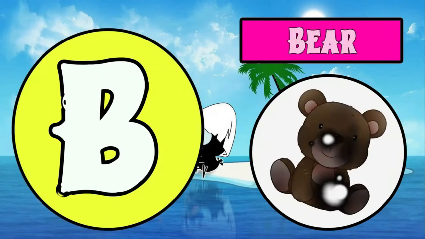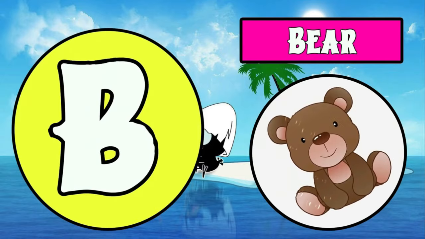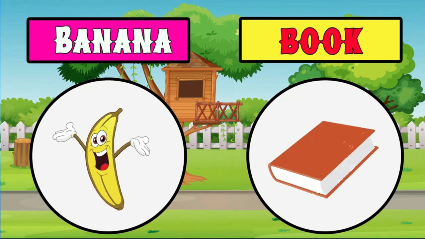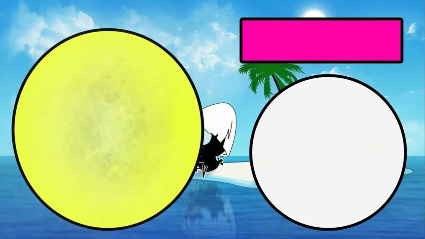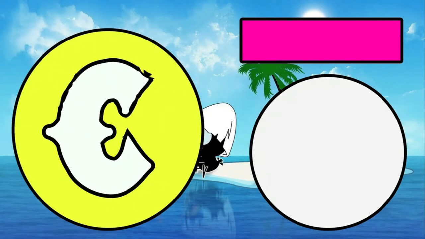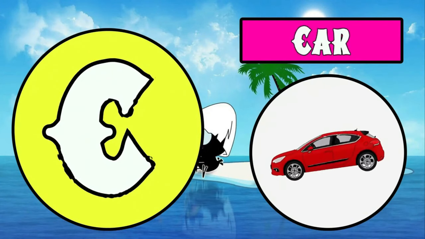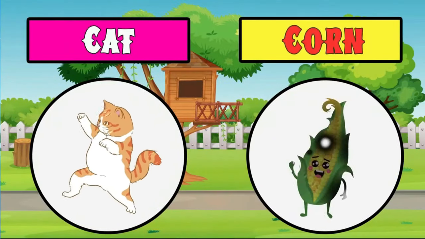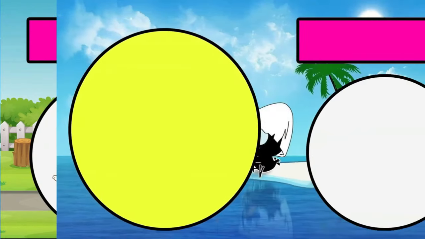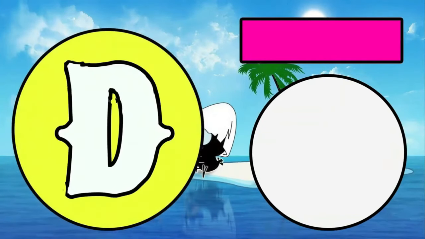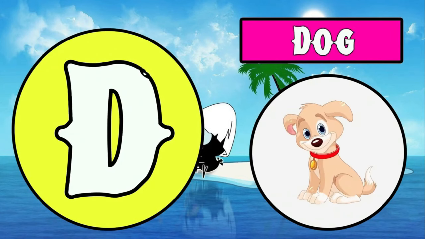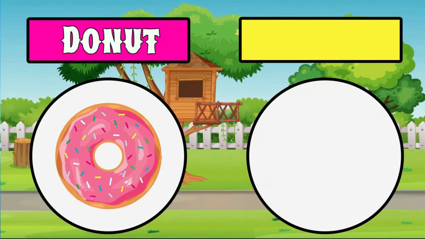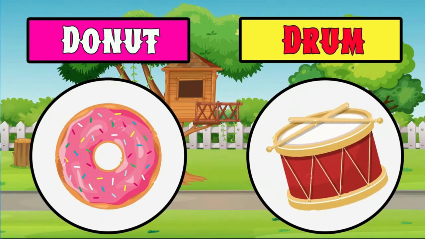B is for bear. Banana. Book. C is for car. Cat. Corn. D is for dog. Donut. Drum.